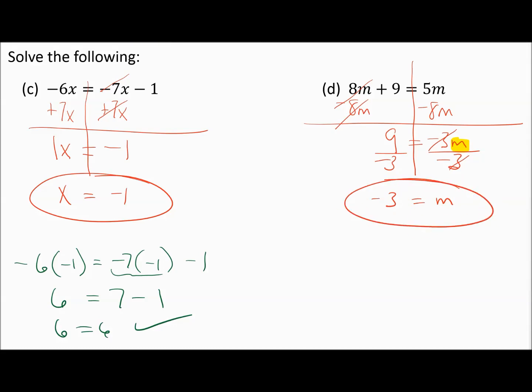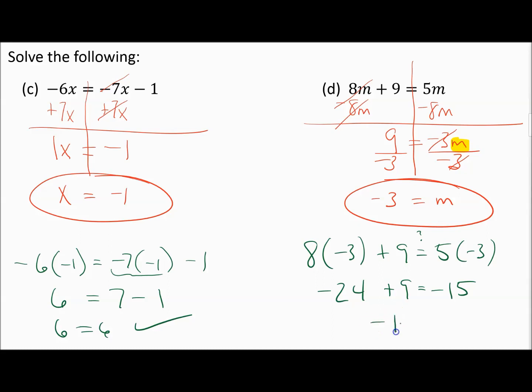And we check our work. So I have 8 times negative 3 plus 9 equal to 5 times negative 3. The question is, is that true? So 8 times negative 3 is negative 24 plus 9 equals negative 15. Negative 24 plus 9 is negative 15 equals negative 15. That checks out. And so we know we did it right.